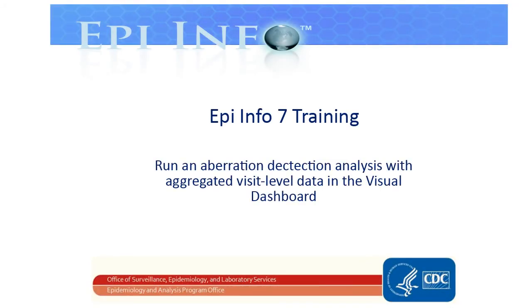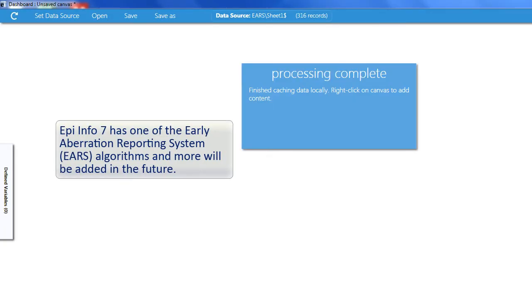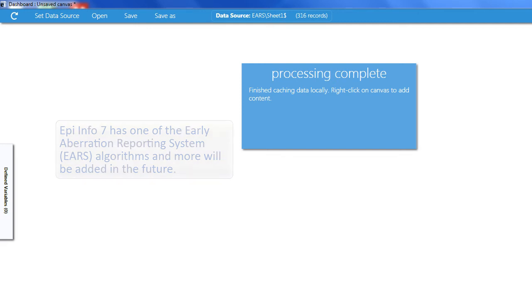In this video, you'll get an overview of running an aberration detection analysis with aggregated visit level data in the visual dashboard. There are lots of aberration detection algorithms, and Epi Info 7 is one of the early aberration reporting system, or EARS algorithms, and more will be added in the future.